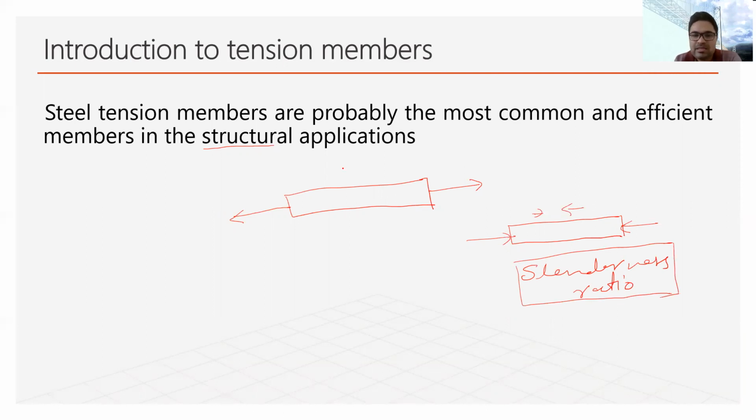But in case of tension member, slenderness ratio also matters, but it doesn't matter much. We only require to have minimum limits of slenderness ratio so that we can ensure that our member has the minimum stiffness requirement. But in case of compression member, this slenderness ratio has a lot of significance.